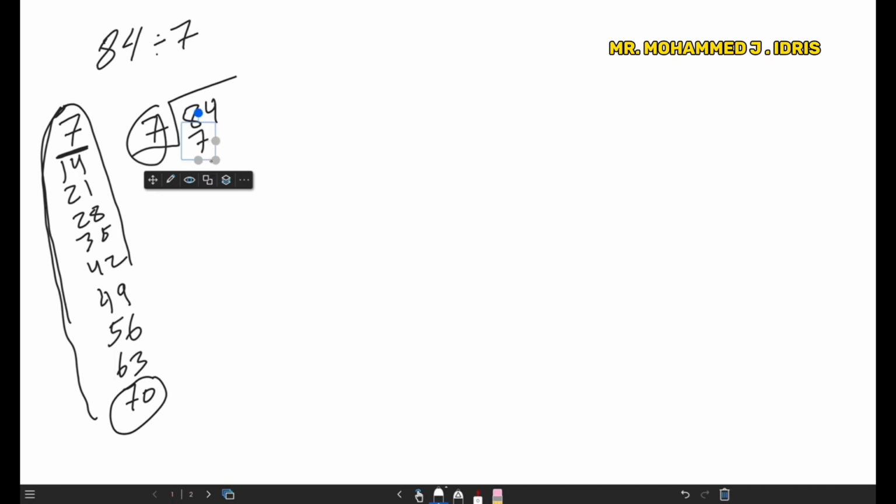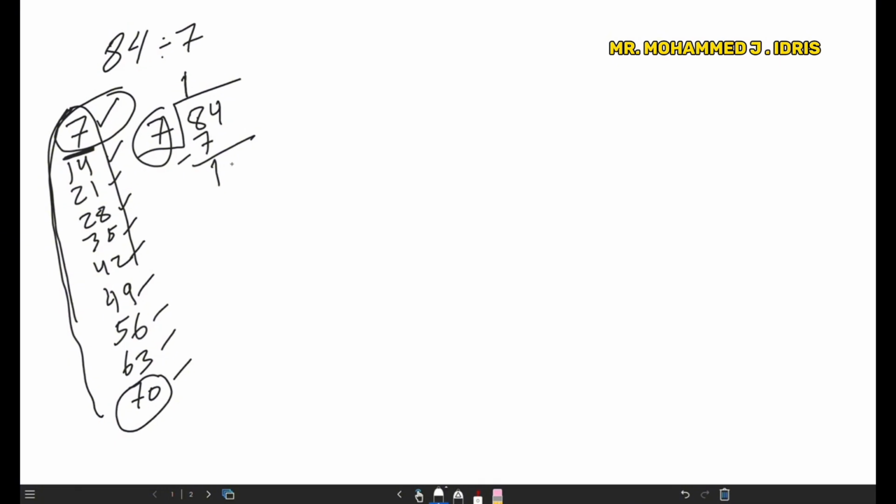So 7 here. How do I get 7? 7 times 1, times 2, times 3, and so on up to 10. I get 7 by multiplying it by 1, so I write 1 in here. Then I just subtract: 8 minus 7 equals 1. After the subtraction, I go to the next number, which is in this case a 4.